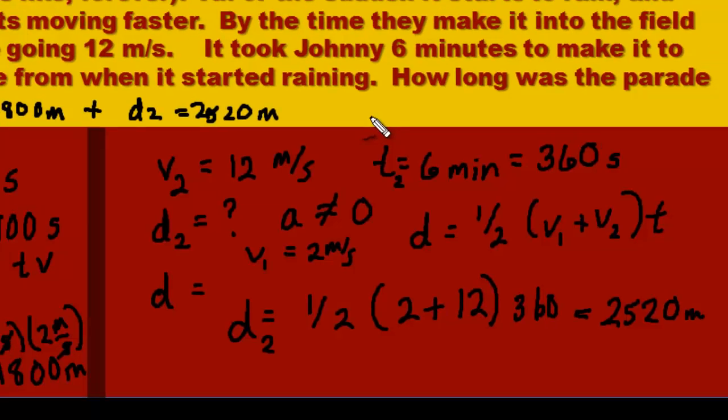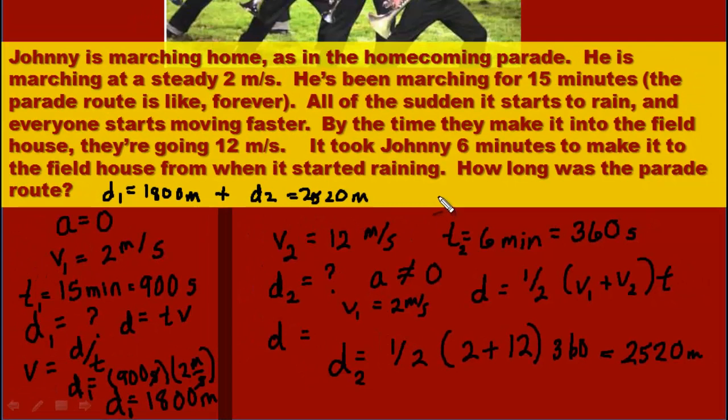And so now all we have to do is add the two together to get our final answer. And our final answer is 4,320 meters, which is like 4.3 kilometers, which is like 2.5 miles. 2.5 miles is a fairly long parade route. They were right. It was forever.